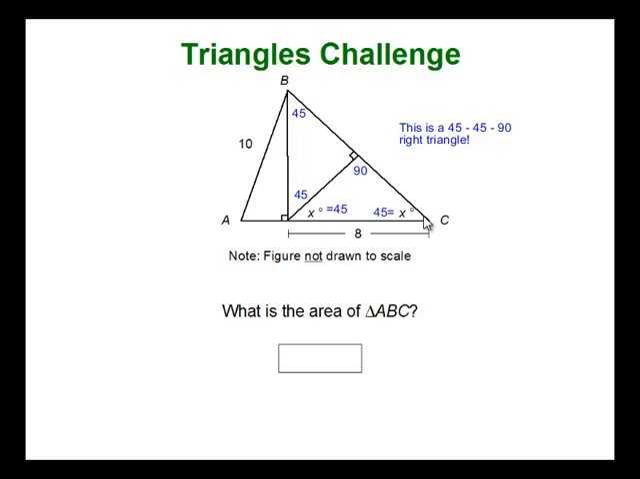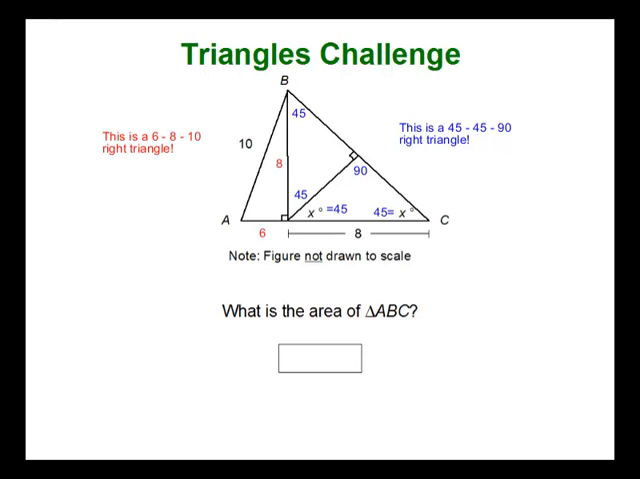And what do we know about 45, 45, 90 triangles? Well, they're half of a square. They're a square cut diagonally. That means equal side lengths. So this vertical line has to be 8. We're really getting somewhere with that.